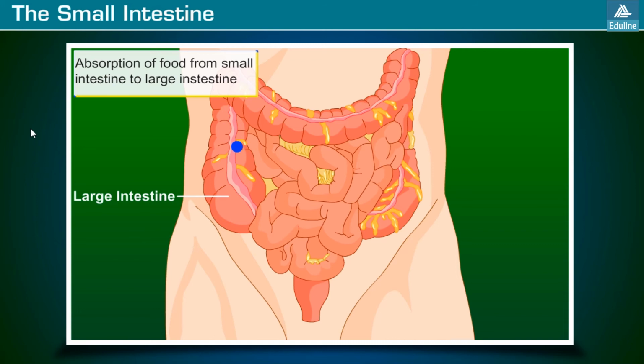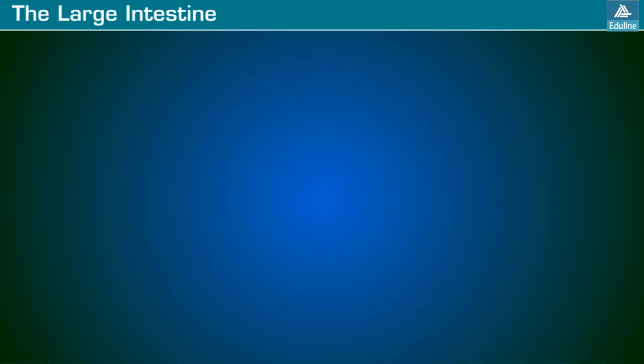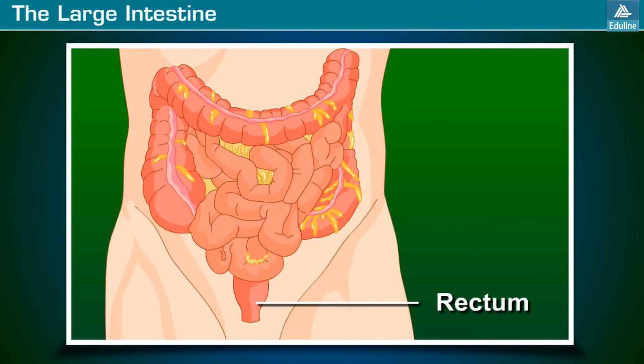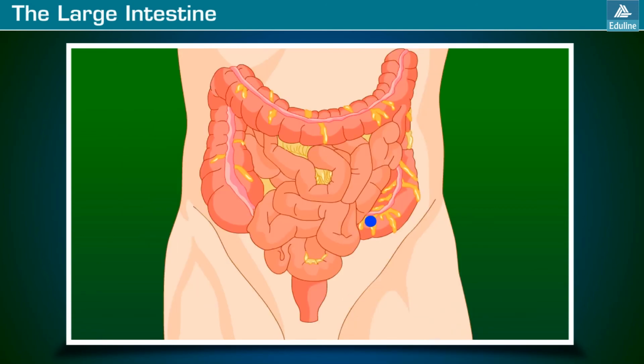Finally, the digested food enters the large intestine after it leaves the small intestine. The large intestine is wider and shorter than the small intestine. It is about 1.5 meters long. The large intestine. In the large intestine, excess water from the materials is absorbed. The semi-solid residues are stored in the last part of the large intestine, called the rectum, and finally thrown out of the body through the anus from time to time.